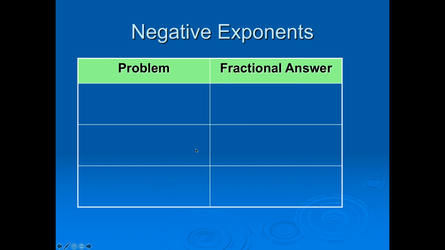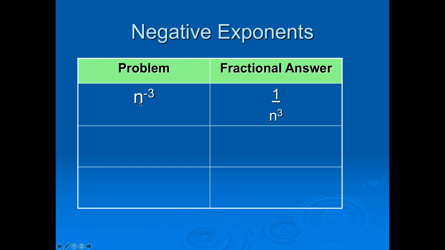Let's look at a few other examples. So if we have n to the negative 3, I want you to pause your computer and try and come up with the answer. You should have gotten 1 over n to the third. In our next one, we have x to the second n to the negative third. So we know where n to the negative third is going, but we have x to the positive second. So where is that going to go?